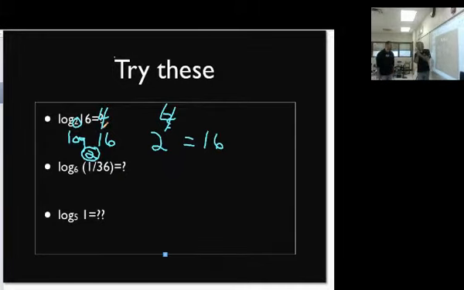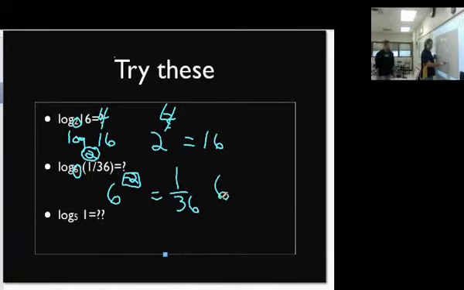Let's try this one. Oh, it's a little trickier. So log base 6. So 6 raised to what power is 1 over 36? Oh, man. Well, 6 to the 2 power is 36. But I want that 36 to be on the bottom of the fraction. So what are we going to make it? Better make it a negative. Negative 2. So 6 raised to the negative 2 is 1 over 36, or 1 over 6 squared. So what's the answer to this? Well, it'll be negative 2, because 6 to the negative 2 is 1 over 36.